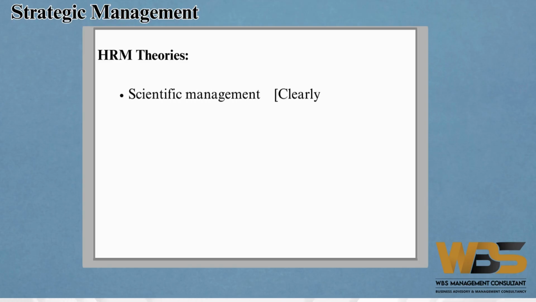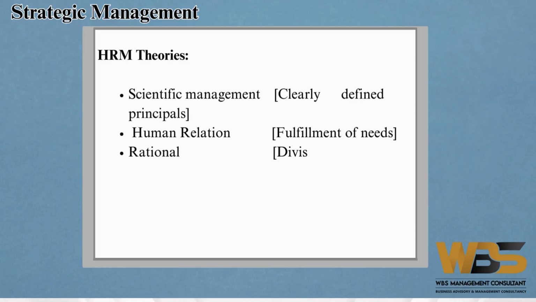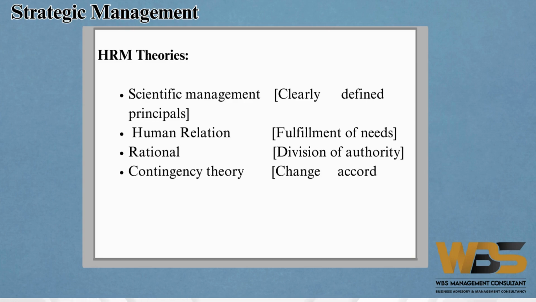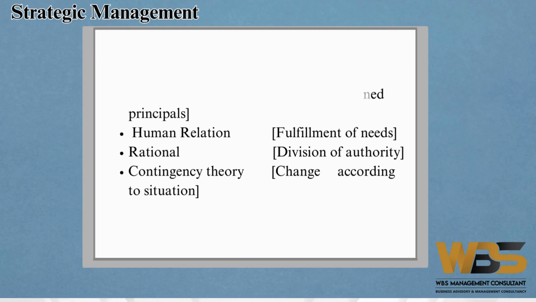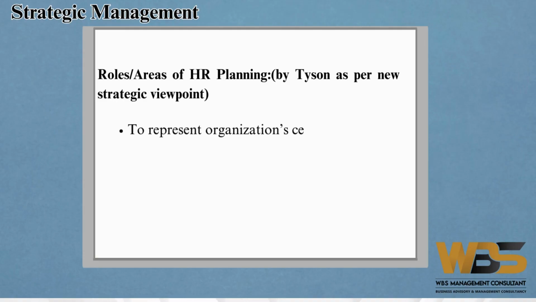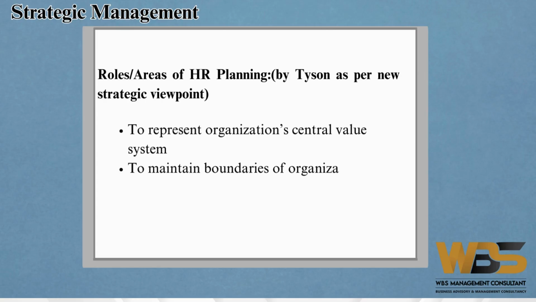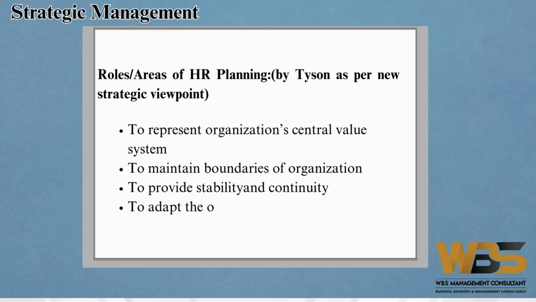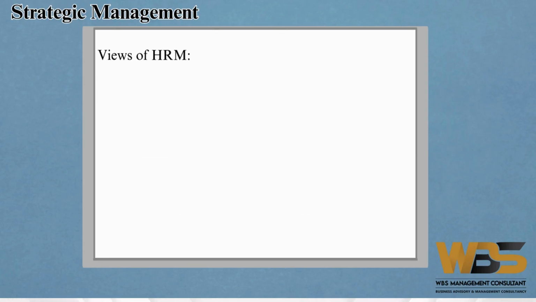HRM theories: scientific management, clearly defined principles; human relation, fulfillment of needs; rational, division of authority; contingency theory, change according to situation. 4 roles, areas of HR planning, by Tyson as per new strategic viewpoint: to represent organization's central value system, to maintain boundaries of organization, to provide stability and continuity, to adapt the organization to change.